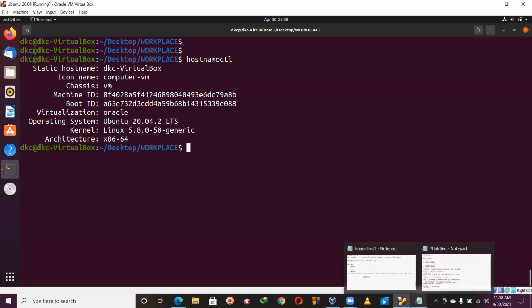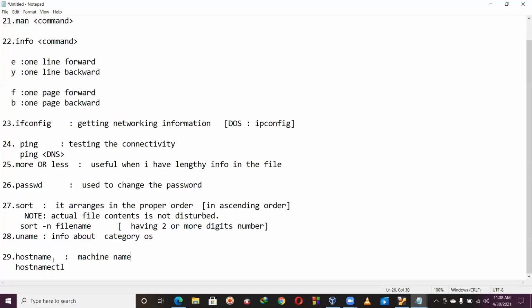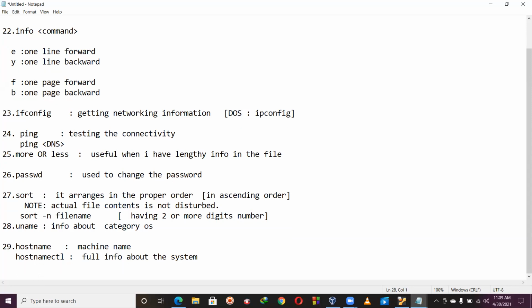Understand? So I hope it is very clear about hostname and hostnamectl. Here, what should we use? It means more information, full info about the system. Okay, there is no confusion about hostnamectl, guys. Clear? Okay.